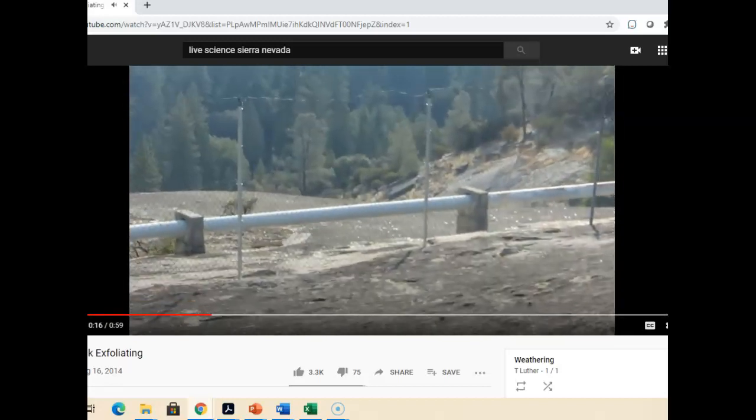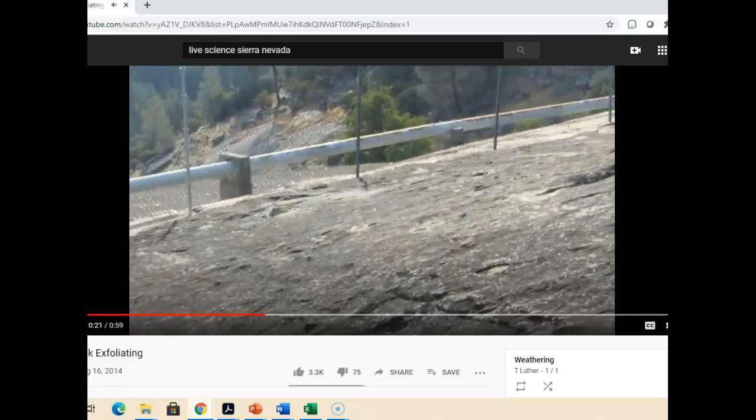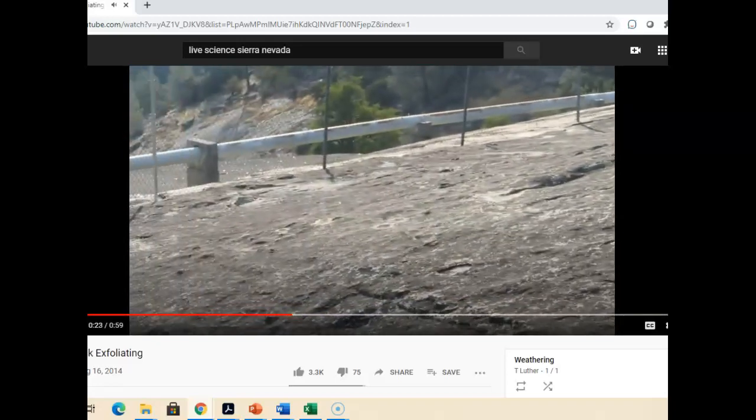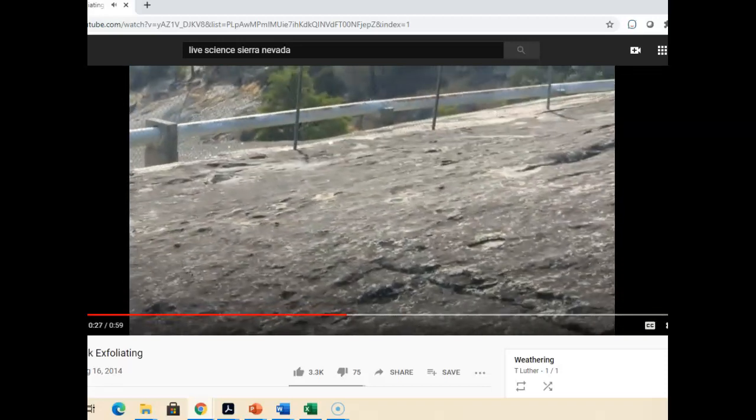All the way down. This whole seam now is active again. Lots of activity down below. It's still lifting.